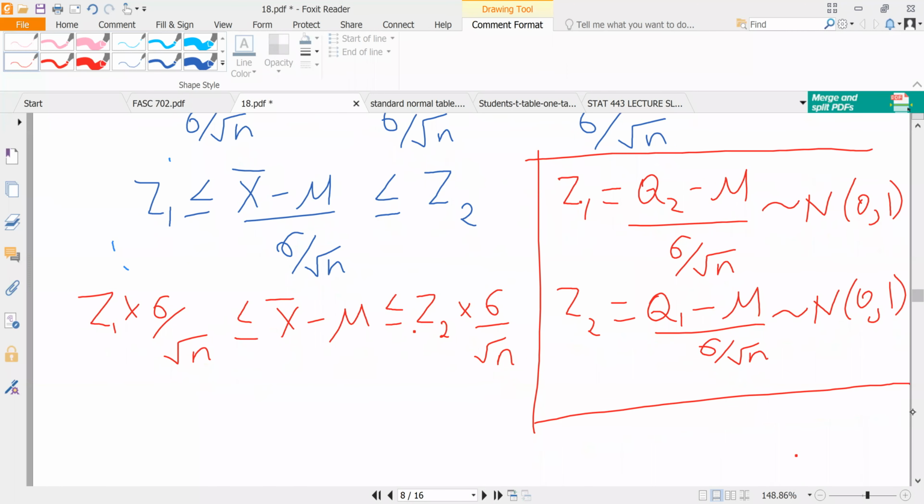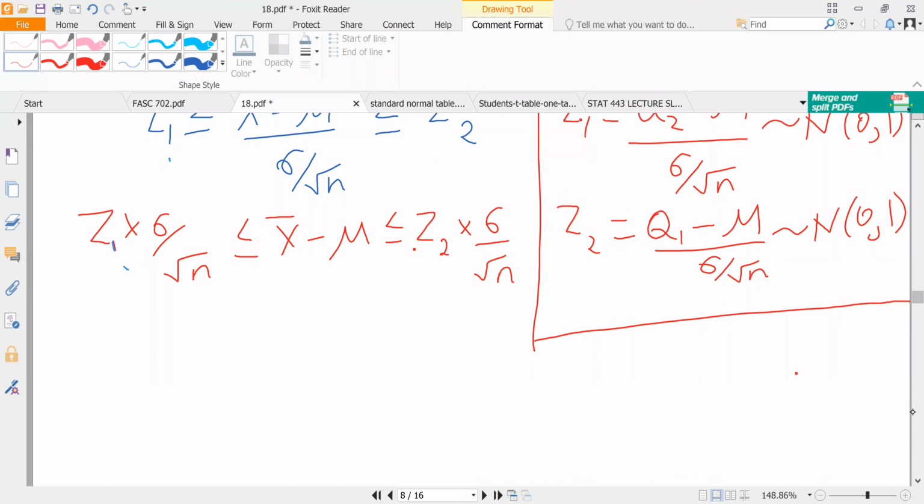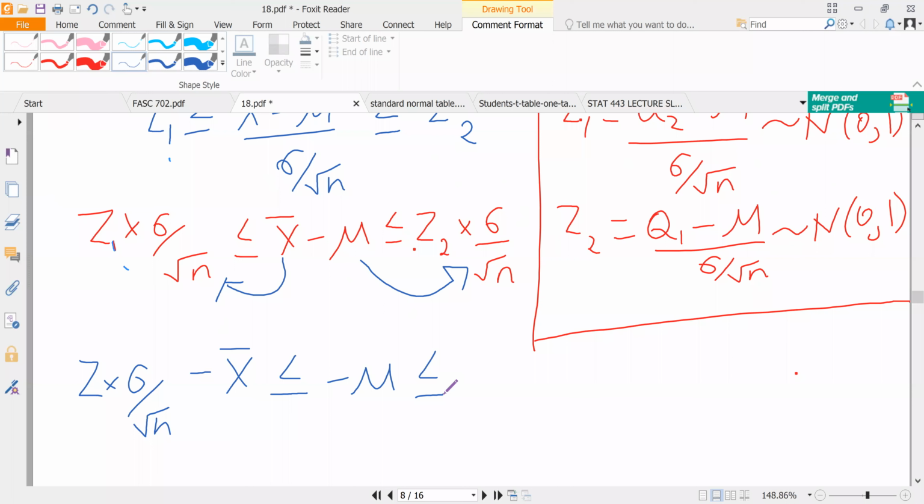To make mu the subject, because we are interested in the confidence interval for the population parameter mu, one way is to subtract x bar from the lower limit and subtract x bar from the upper limit, so that we are going to have Z1 multiplied by sigma over root n minus x bar less than or equal to minus mu less than or equal to minus x bar plus Z2 multiplied by sigma over root n.